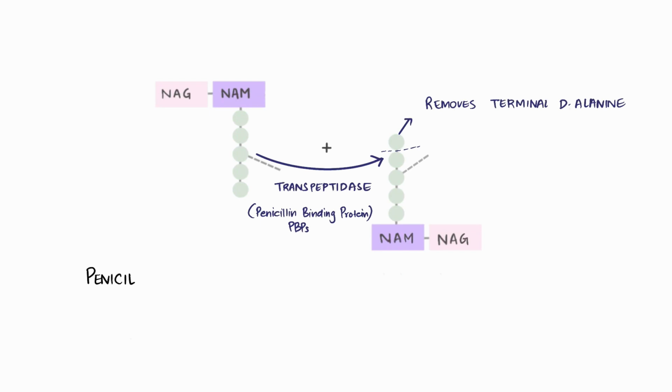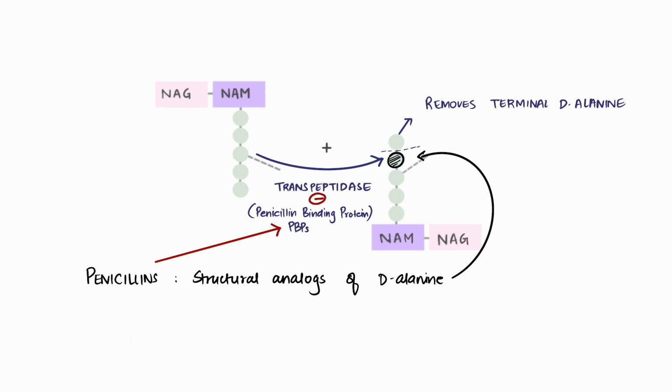Penicillins are structural analogues of D-alanine, hence they bind to these penicillin binding proteins. Thus, they inhibit the enzymatic activity of transpeptidase, thus inhibiting bacterial cell wall synthesis, and ultimately the cell dies, likely due to mechanical disruption and osmotic damage.